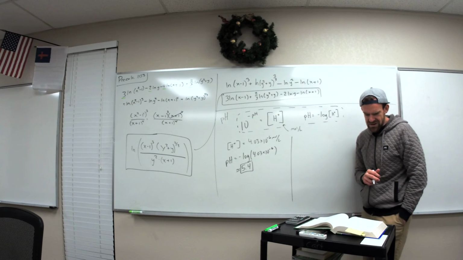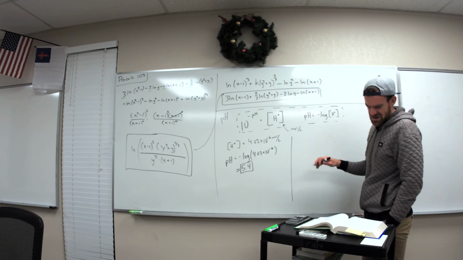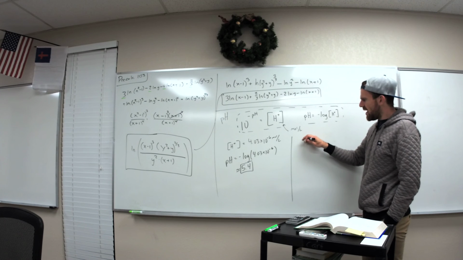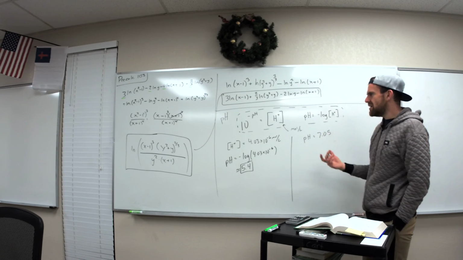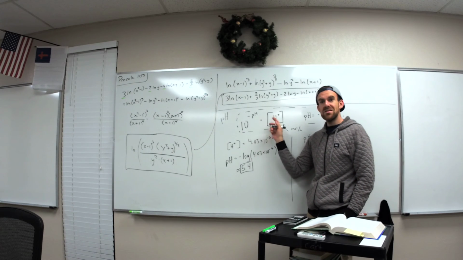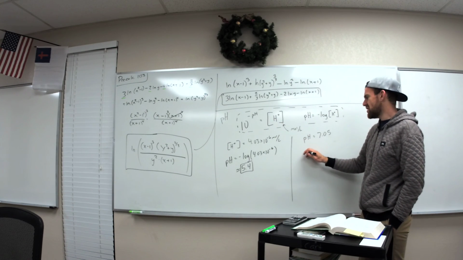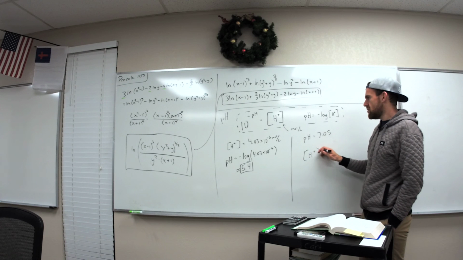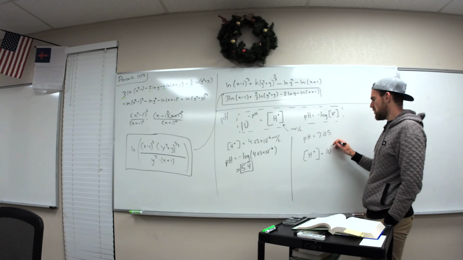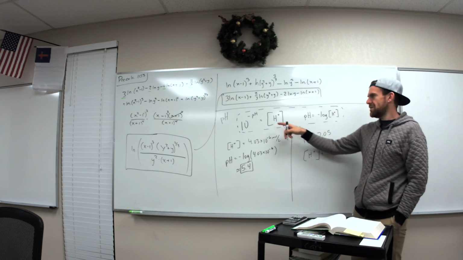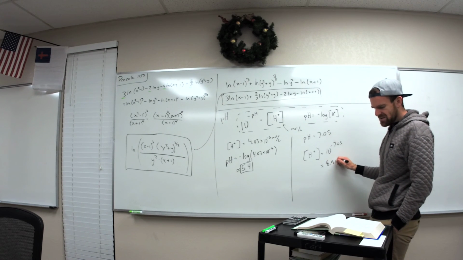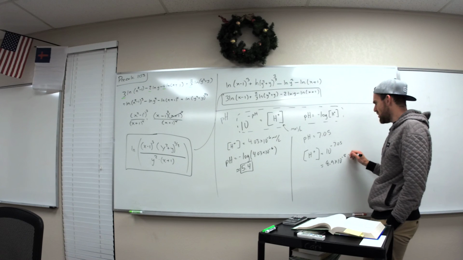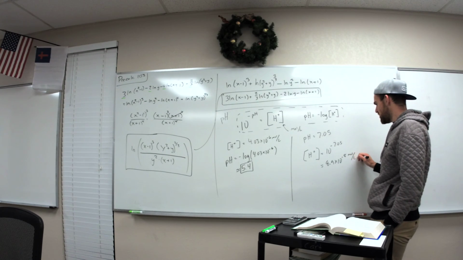All right, we want to find the concentration of hydrogen ions if the pH of the liquid is 7.05. In this case, I'll use this equation because it's already solved for the hydrogen concentration. I'll plug in the pH and solve. This is 8.9 times 10 to the negative 8 moles per liter.